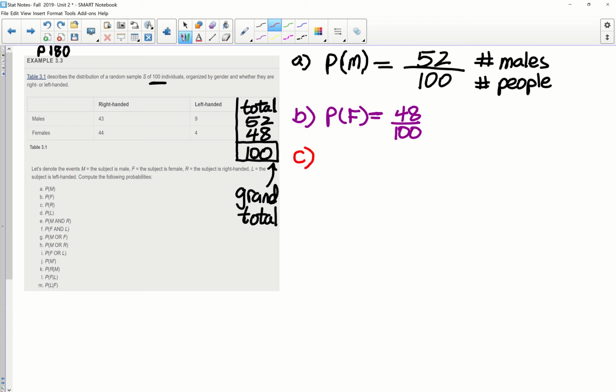For part C, we're looking at the probability of being right-handed. All right, so now I'm changing my perspective. I need the totals for right-handed and left-handed because ultimately I'm going to need the left-handed individuals. So I'm going to add those values together. I'm going to expand my table to include some totals.